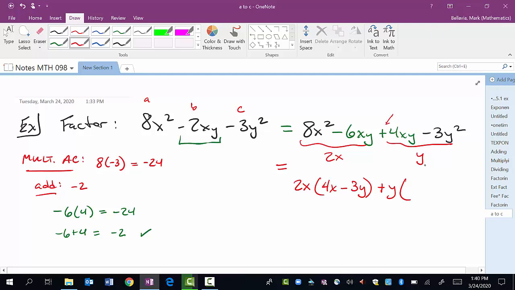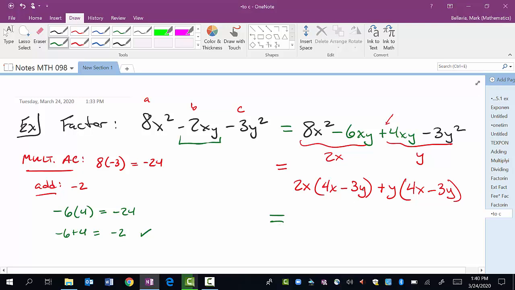So positive 4xy divided by a positive y. The y's are going to cancel, leaving you with 4x. Here, -3y squared, factoring out the y. The -3 stays. Y squared factoring out one of the y's leaves you with 1 left. And remember what you're doing. You're trying to factor. You want a product at the end of it. So you don't stop here.